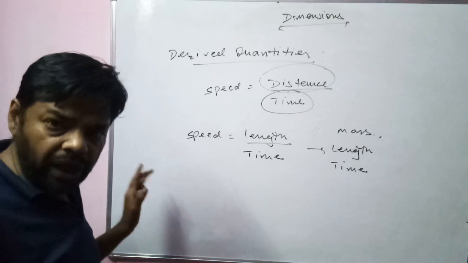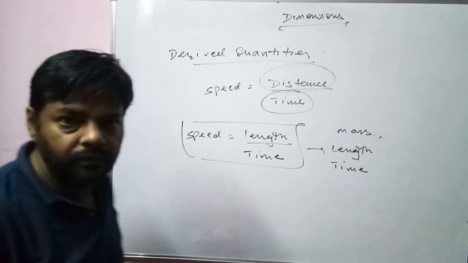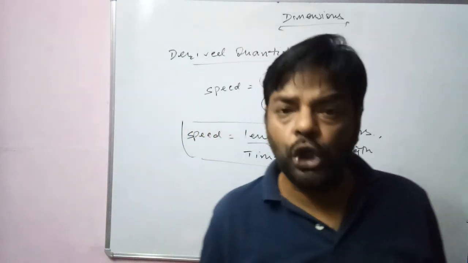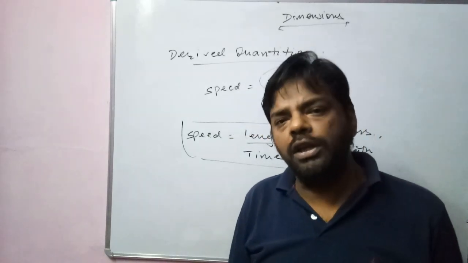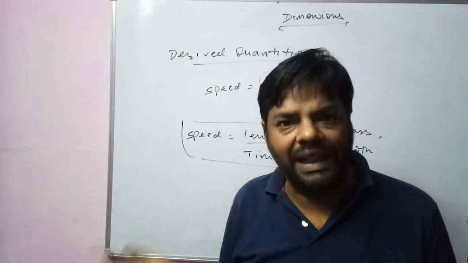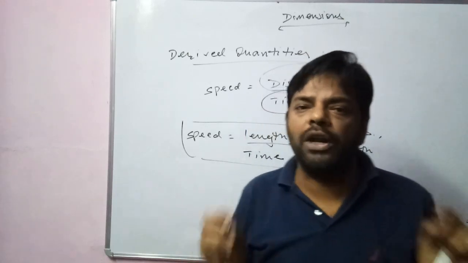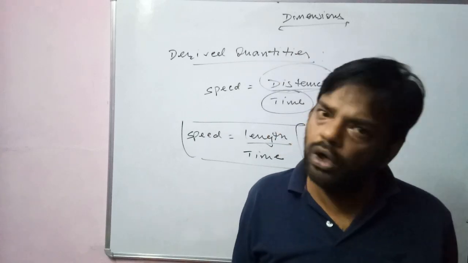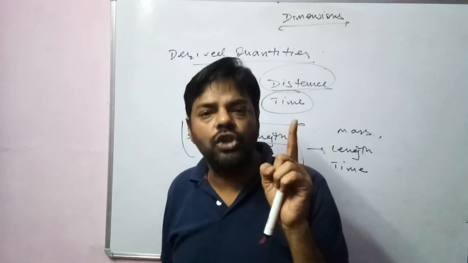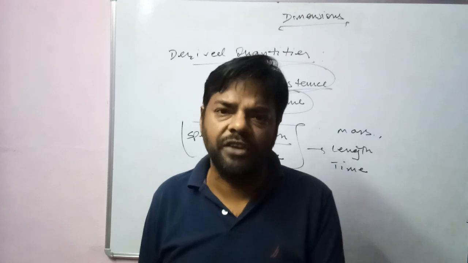Got it, friends? Up to this step, we reach the conclusion that the speed of the body can be written in terms of the fundamental quantities, length and time. What we have done just now is derive speed in terms of fundamental quantities. So, friends, in this short discussion, I think I made it clear to you what the clear-cut difference is between the fundamental quantities and the derived quantities.